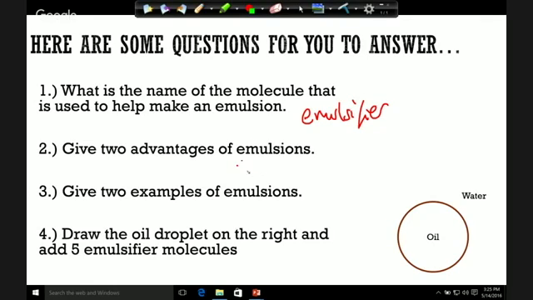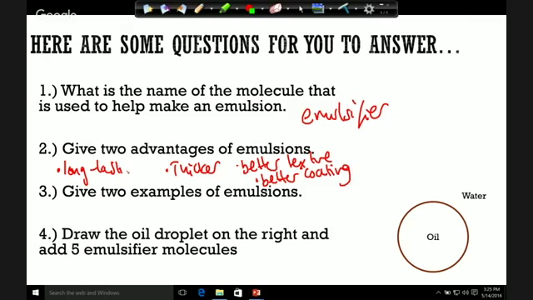You could have the idea that it's got a better texture, or better coating, or perhaps the idea that it's thicker. You could also have the idea that it's longer lasting, because some food products that you put emulsifiers in can be longer lasting and have a longer shelf life. Two examples, you could have things like paint, ice cream, moisturizers, mayonnaise and things like that.